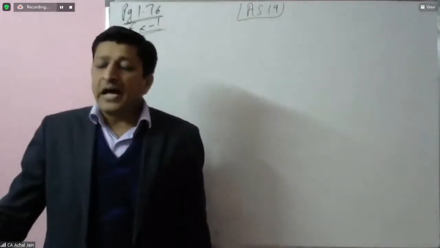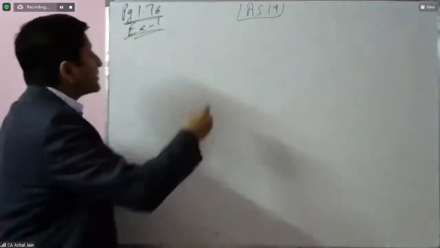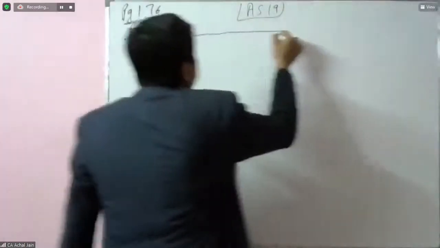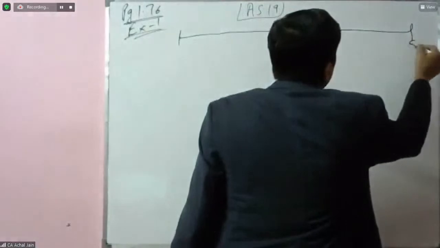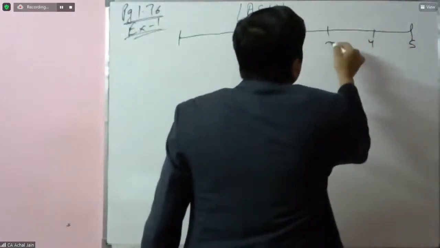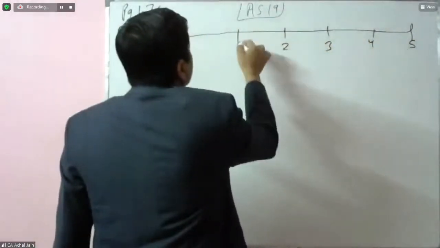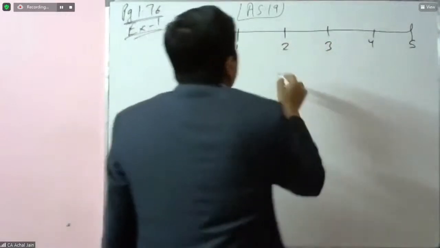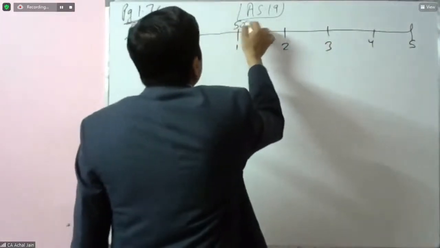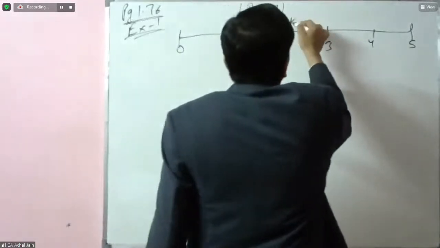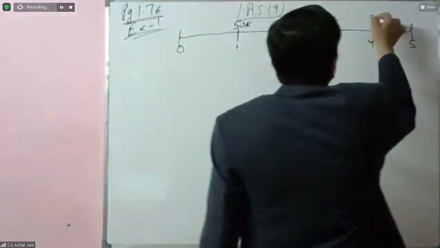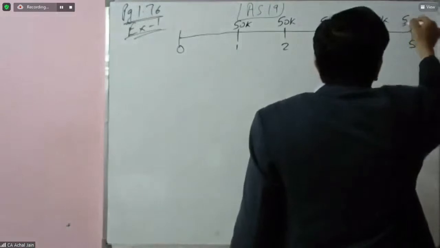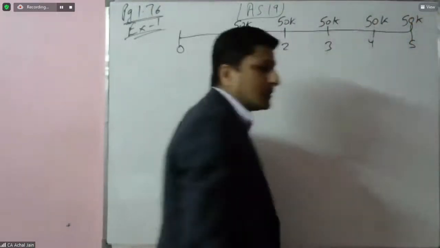Annual lease payments are 50,000 at the end of each year. So what do we understand? That we have annual lease payments up to 5 years. 4, 3, 2, 1 and 0. Okay, every year it's 50,000. Here again 50,000.